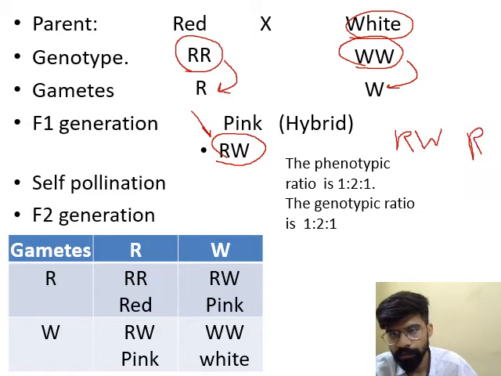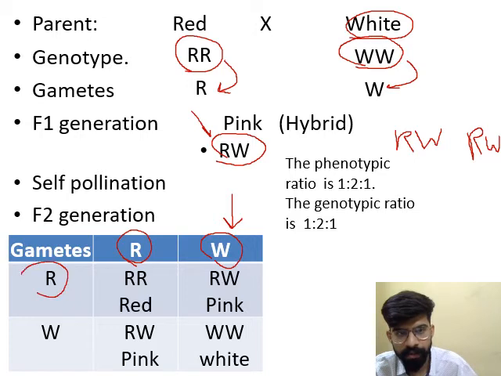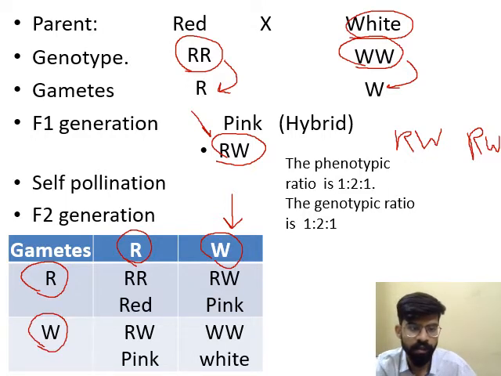Yes, you can see here in the figure, this RW will produce one gamete, capital R, and a second gamete, capital W. The second RW will also produce the same, R capital and W capital. When this R and R combine, it will produce red color.